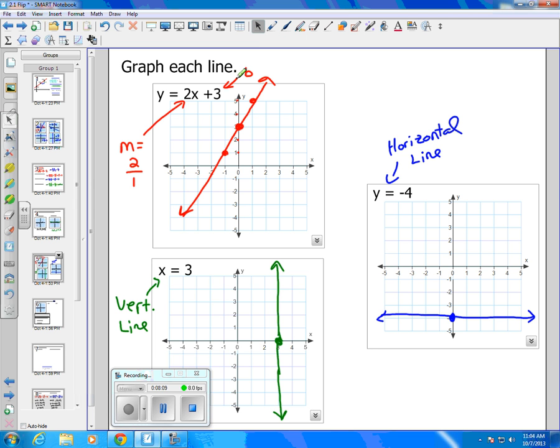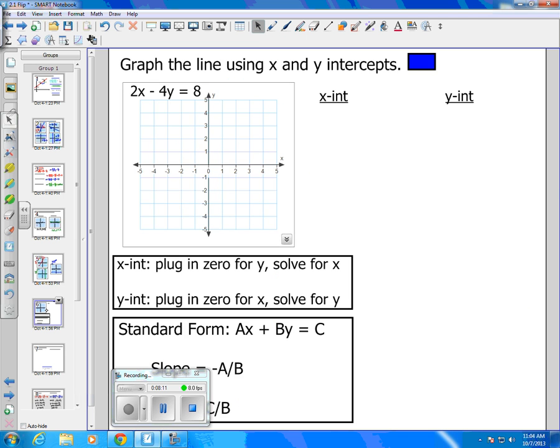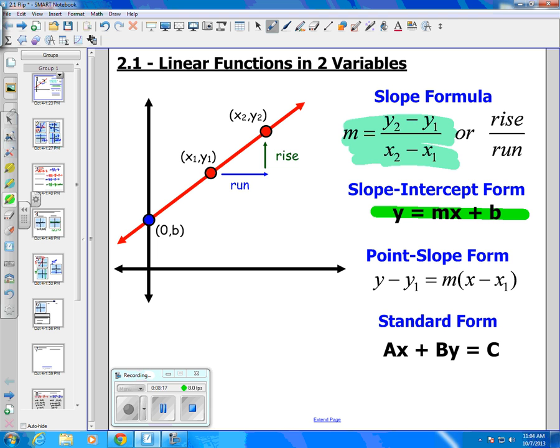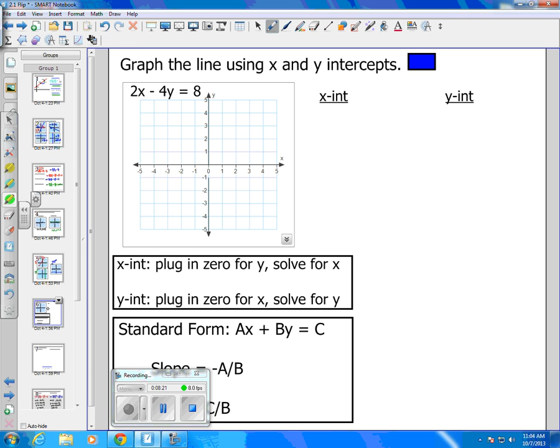Moving on to the final slide that we'll look at in this portion. Another way that we can express the equation of a line is in standard form, all right, which we saw here. Standard form is ax plus by equals c. And that's how it is expressed in this example right here. One way that we can graph a line in standard form, you could convert it into slope-intercept form by solving for y. Another way is to utilize x and y intercepts. All right, to find an x-intercept, you'll plug in 0 for y, solve for x.